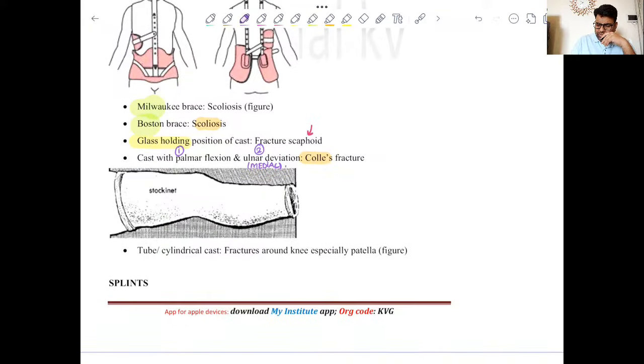In fracture patella, we apply a cylindrical cast, right? So that is known as tube cast or cylindrical cast, and here we keep the ankle free. Clear? So it is extending up to the groin, and it is just above the ankle joint. It just immobilizes the knee joint. So knee is immobilized only here. So it is just like a tube. So it is also known as tube cast or cylindrical cast.